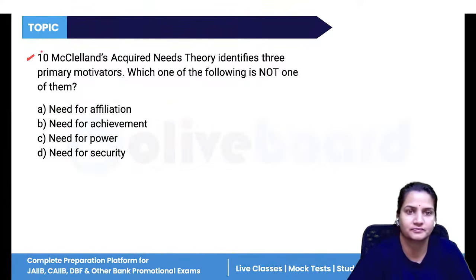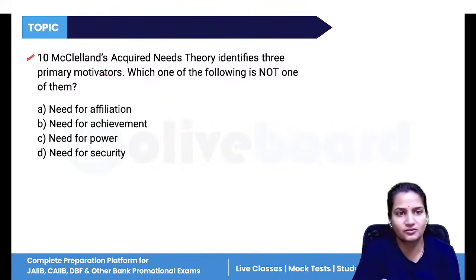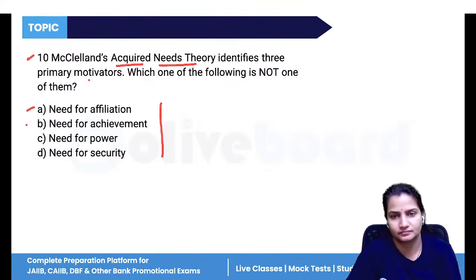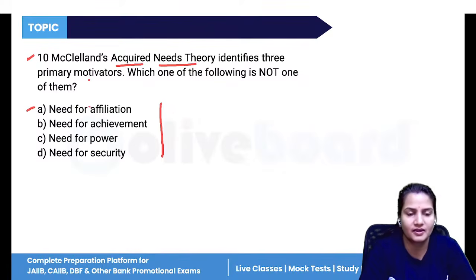Now, next. McClelland's acquired needs theory identifies three types of need. Now, which one of the following is not a type of need? Very easy question. So who has given the need theory? McClelland has given. These are the three types of need, but this is not any type of need.